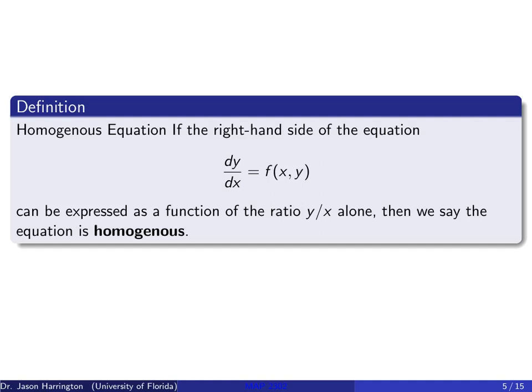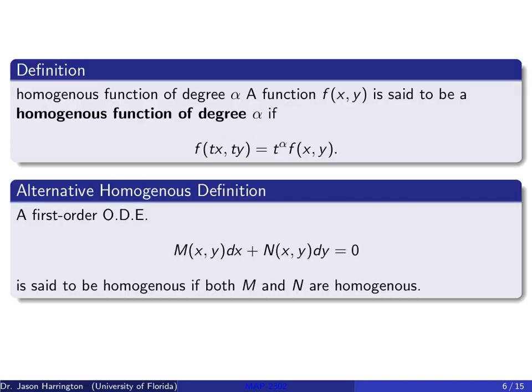So what we have is a homogeneous equation if the right-hand side of the equation, dy over dx, f of x comma y, can be expressed as a function of the ratio of y over x alone. Just like in the last example, as soon as I wrote it as a function of y over x, then I could work with it. Then we say that the equation is homogeneous.